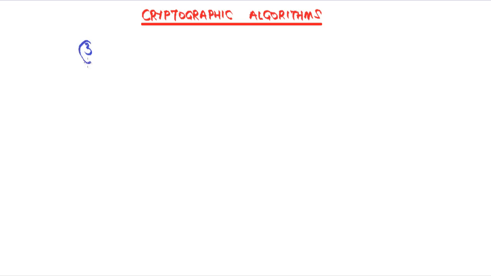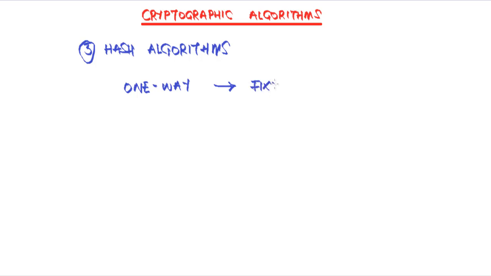The third and final cryptographic algorithms that we're going to consider are the hash algorithms. Now these algorithms are one way and they provide a fixed length hash value. So what does one way mean? One way just means that the input cannot be recovered from the output.